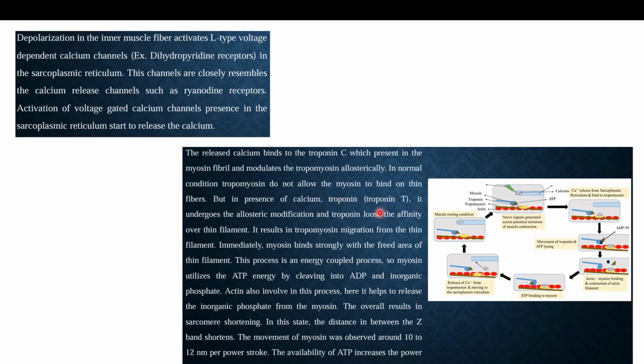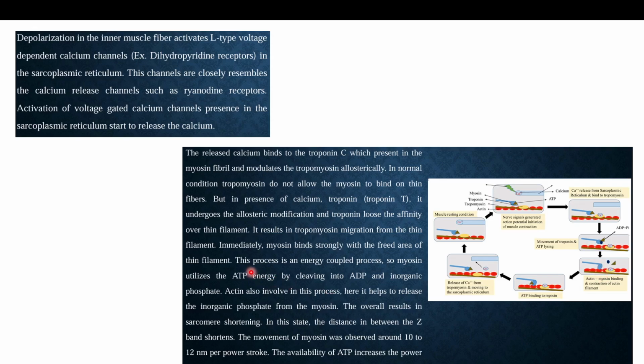There's troponin T or TPT. It undergoes allosteric modification, and troponin loses the affinity over thin filament. What happens then is tropomyosin eventually migrates from the actin filament, and immediately the myosin binding sites are exposed, and myosin binds strongly at the exposed area on the actin. Okay, this is what is happening here.